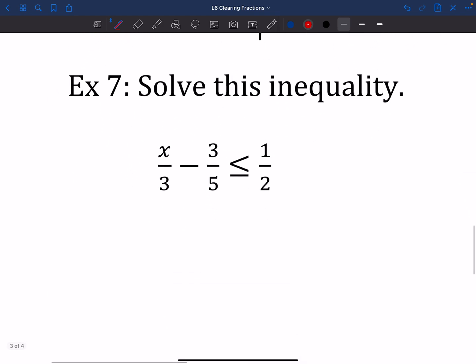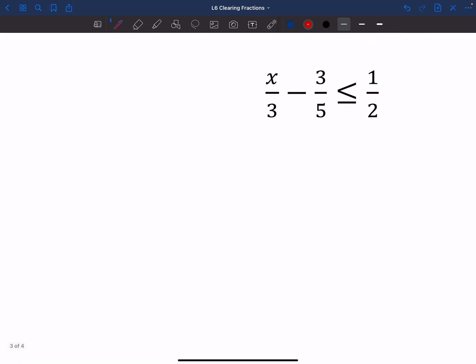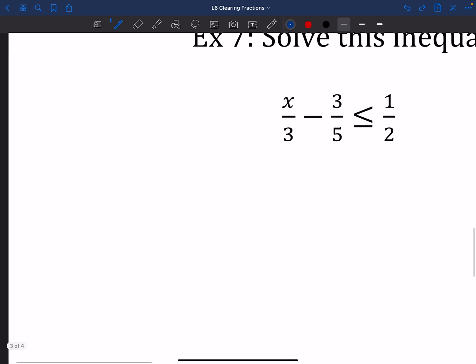All right, let's keep on trucking. 3, 5, and 2. Ooh, these numbers don't seem like they're going to play out too nicely. And oh my gosh, the x is on the top of the fraction. What's going on? All right, let's take a look then. So our different denominators are 3, 5, and 2. We're going to figure out a common multiple of those.